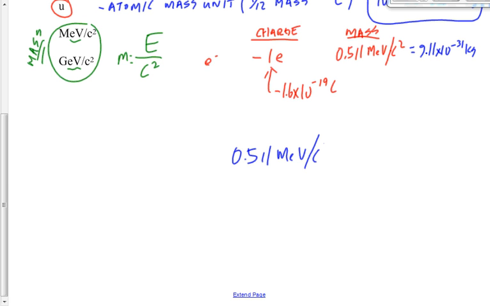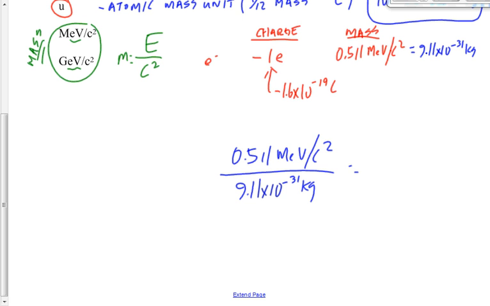The mass of the electron in mega electron volts per c squared, you're going to say that is equivalent to 9.11 times 10 to the minus 31 kilograms. And then you're going to set up the ratio just like you do for converting electron volts to joules, converting atomic mass units to kilograms. Okay, just set up the ratio. It's just a little bit harder to find the ratio here.